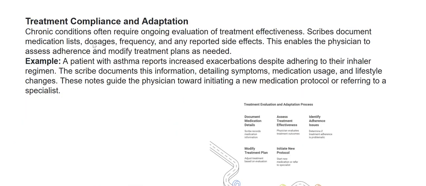Treatment compliance and adaptation. Chronic conditions often require ongoing evaluation of treatment effectiveness. Scribes document medication lists, dosages, frequency, and any reported side effects. This enables the physician or the clinician to assess adherence and modify treatment plans as needed. For example, a patient with asthma reports increased exacerbations despite adhering to their inhaler regimen.